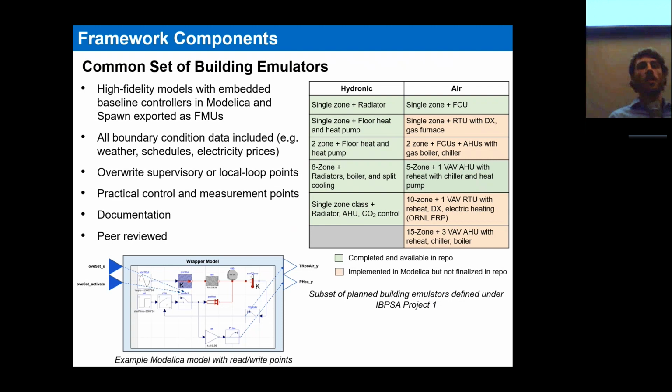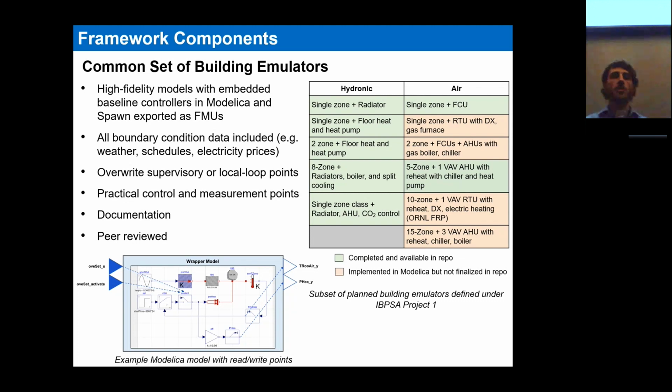The actual emulators themselves are high fidelity models with embedded baseline controllers that are written in Modelica and exported as FMUs. So these use mostly validated libraries that are extended from the Modelica Buildings library. These FMUs also include all the boundary condition data that's needed to run the simulation and also calculate KPIs, so things like weather, schedules, electricity prices, even carbon emission factors, so that we know that those KPIs are calculated appropriately.